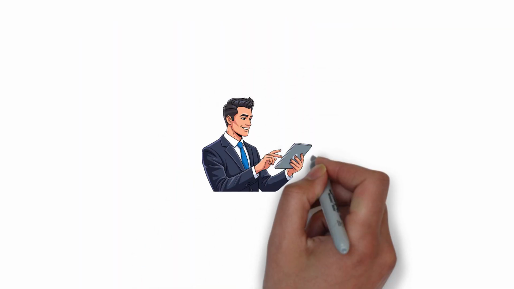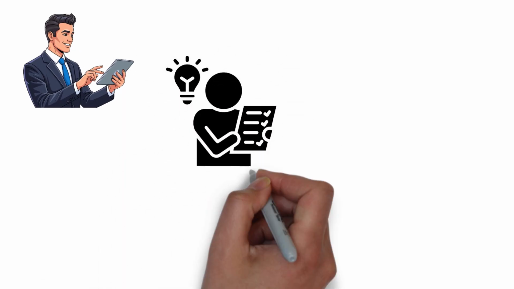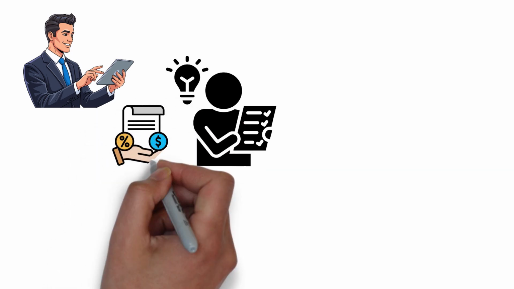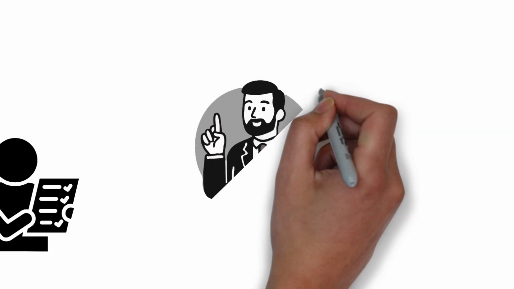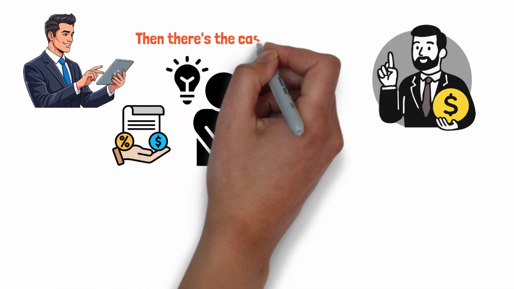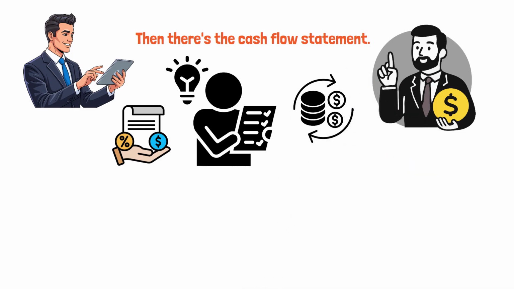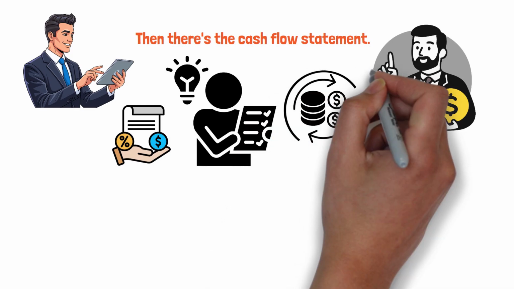Let's talk about financial statements. To understand your business's financial health, you must know how to read its financial statements. Start with the profit and loss statement, which shows your income, expenses, and net profit over time. The balance sheet shows what you own, assets, what you owe, liabilities, and your business's net worth, equity, at a given point. Then there's the cash flow statement. This shows where the cash is going in and out, not just on paper, but in reality.